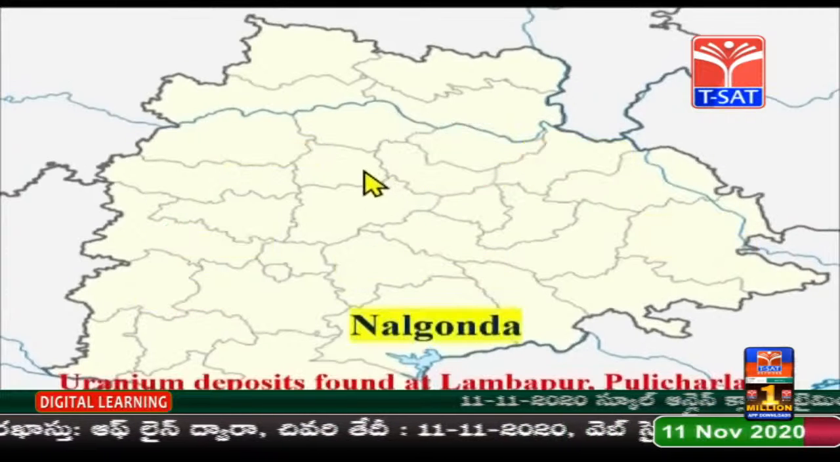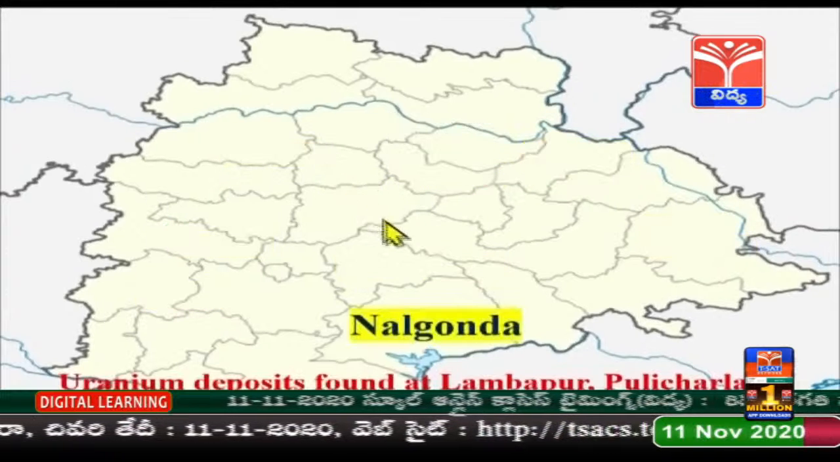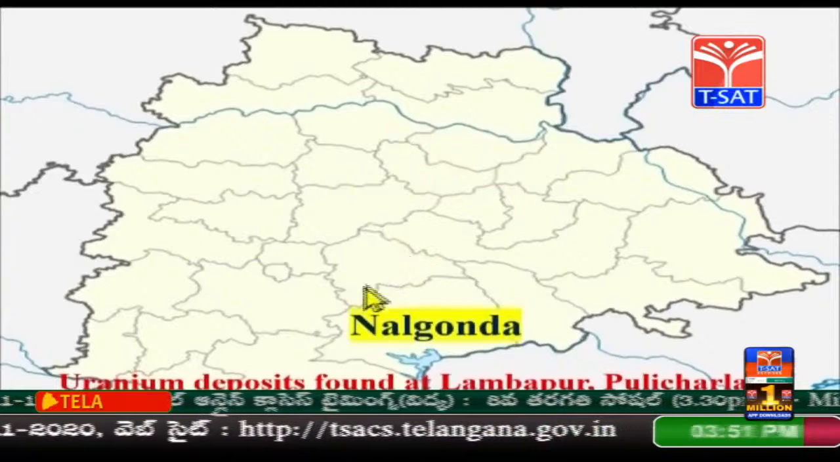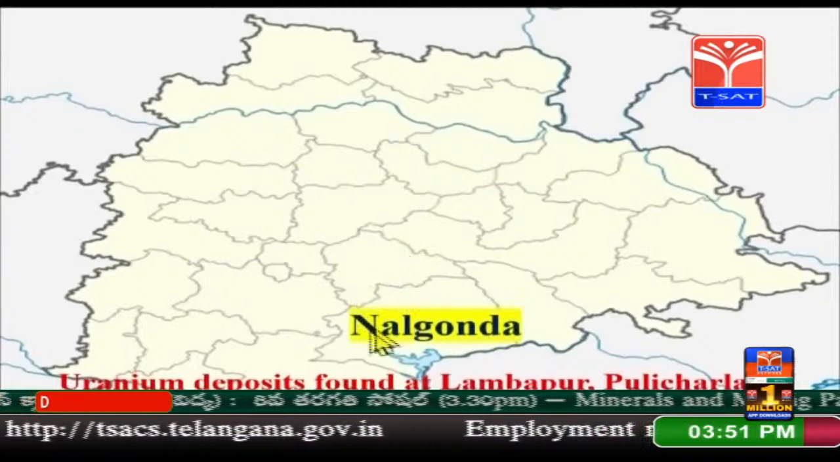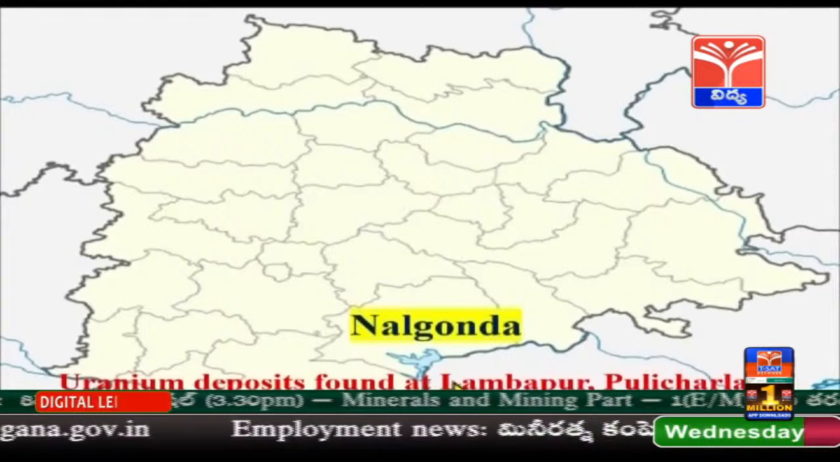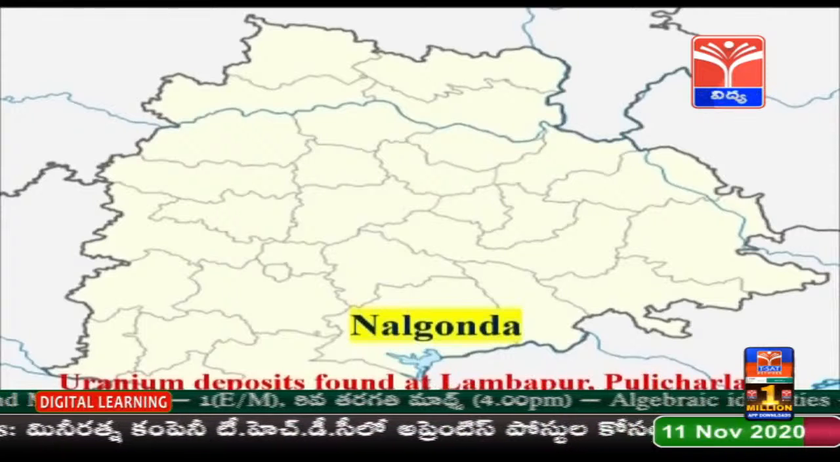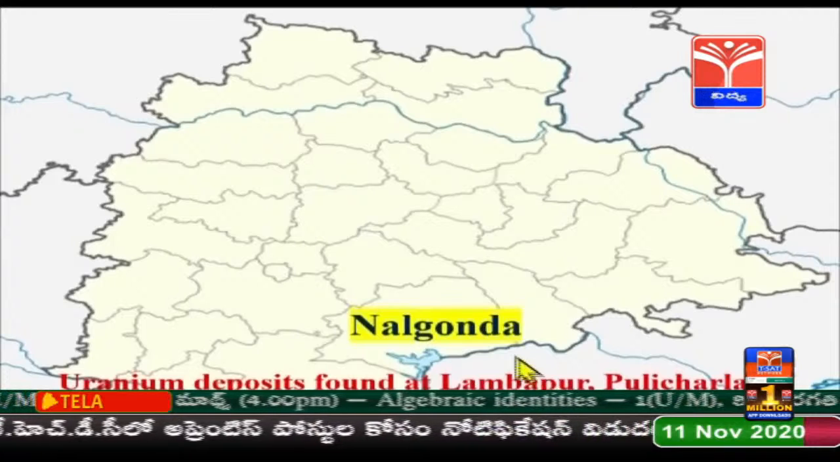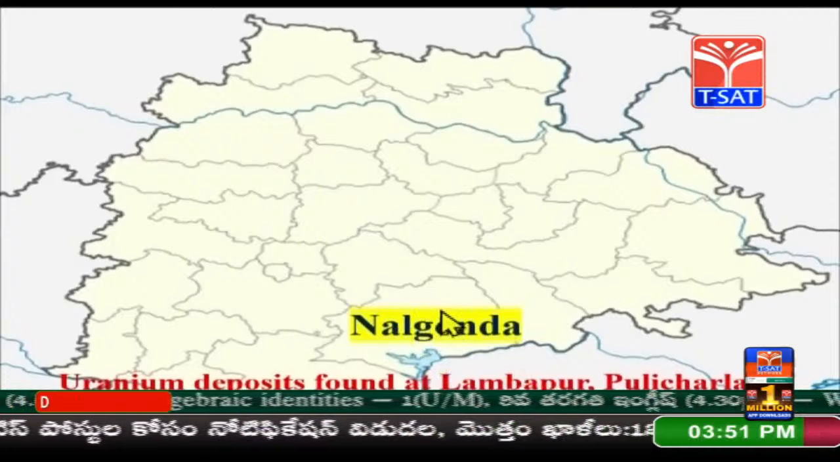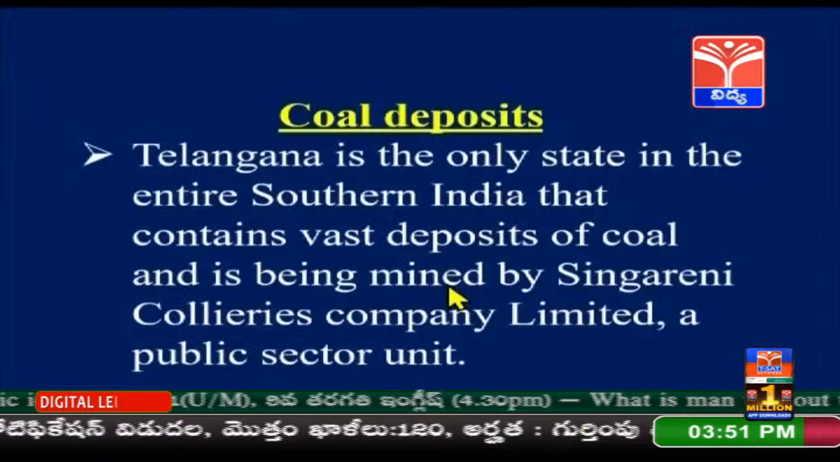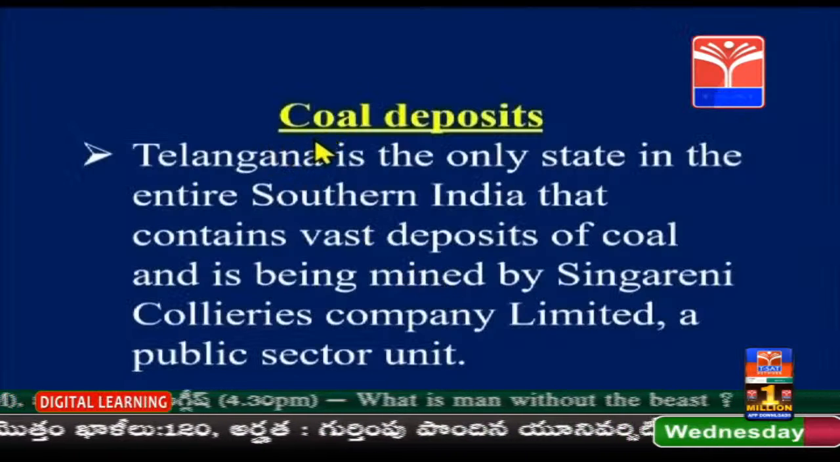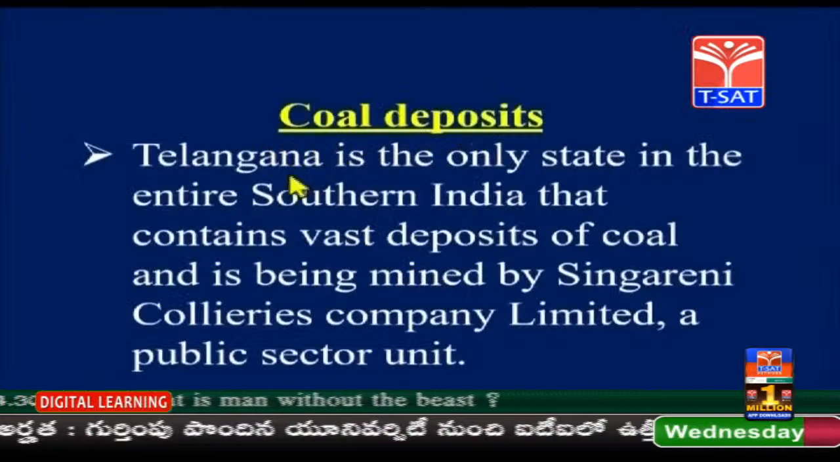Children, about uranium, let us discuss now. It is found in Nalgonda district only. Uranium deposits are found at Lambapur, Pulicharla, Nammapuram and Yellampuram in Nalgonda district. Here it is found. Children, now let us learn about coal deposits.